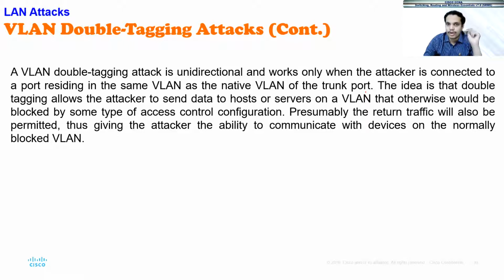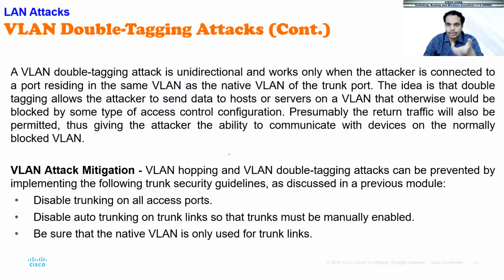that otherwise would be blocked. So usually the attacker should not have access to the particular VLAN, but because of using this, he now has it. In the earlier picture we showed you, the attacker can send the data to VLAN 20, which otherwise would not have been possible.